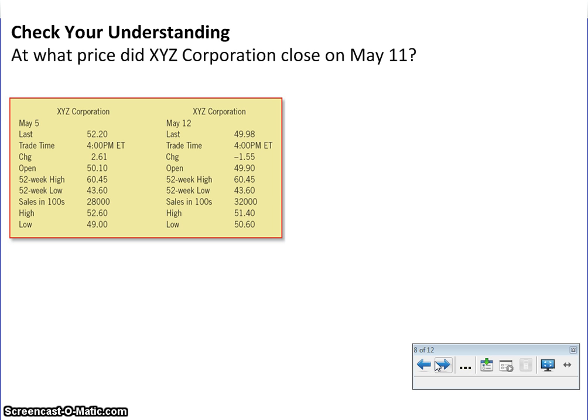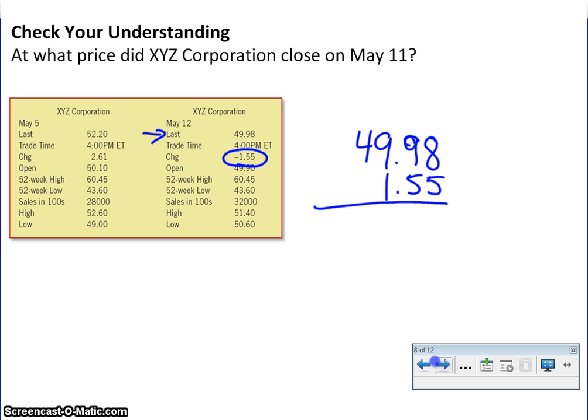Okay, what price did ABC Corporation close at on May 11th? Again, going to our last, it is $49.98. But on this particular day, you can see that the change was a loss. And so when it's a loss, we're trying to get back to the previous day. We've got to basically add back in the loss. So we're almost doing the opposite of what the sign tells us. And when we add those back together, we know that the previous day close was at $51.53.